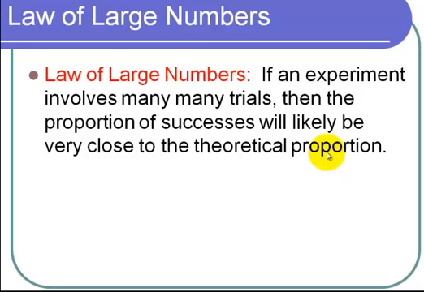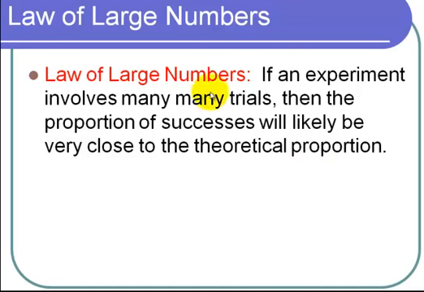Now, of course, you would never count all the people who are in college. Instead, you would take a sample. And what this says is that if we have a very large sample size, that's many, many trials, then we could say that the proportion of women in the sample is very likely to be very close to the proportion of women of all American college students. So that's what the law of large numbers tells us.